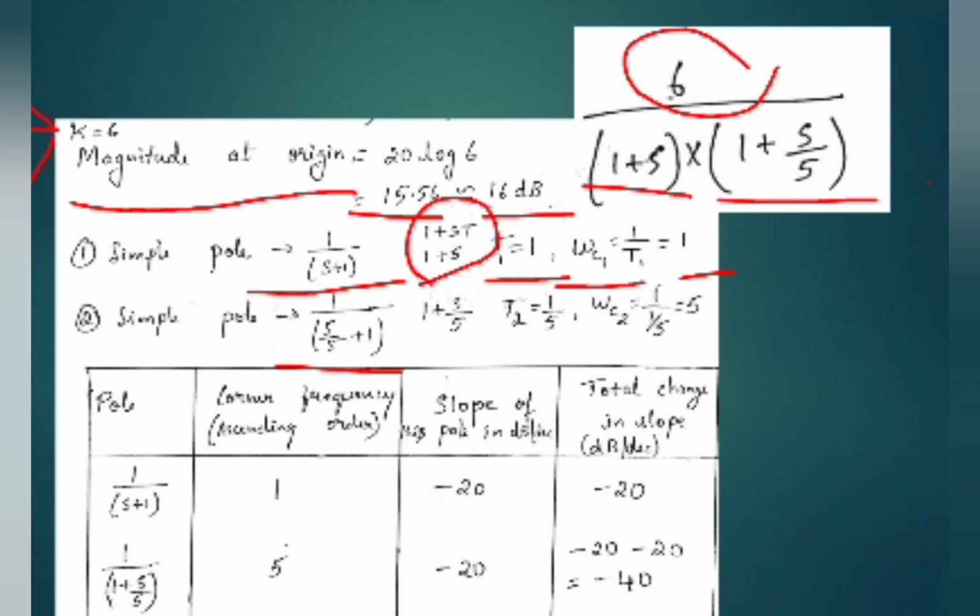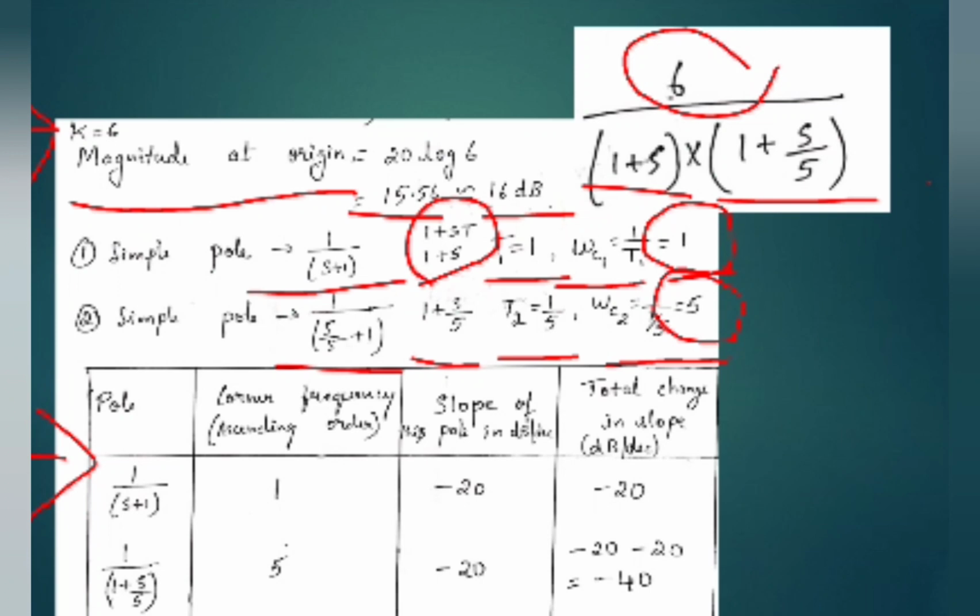In the second pole, we can see that we have the equation 1 plus s by 5. Comparing the equation with standard format, t2 will be equal to 1 divided by 5. So the second corner frequency will be inversely proportional to time, which is nothing but 5 radians per second. Now these are the values at which point the slope must change. But what is the slope? We'll find out from this table.